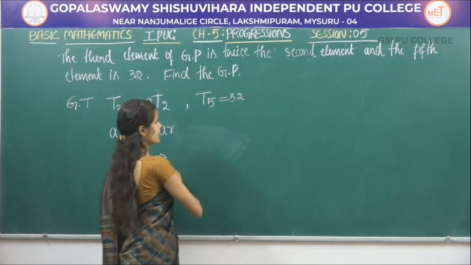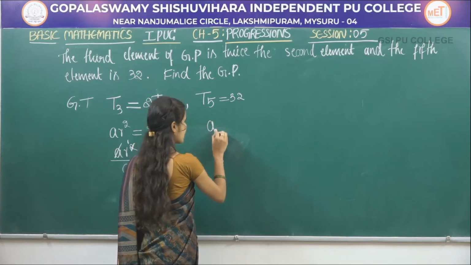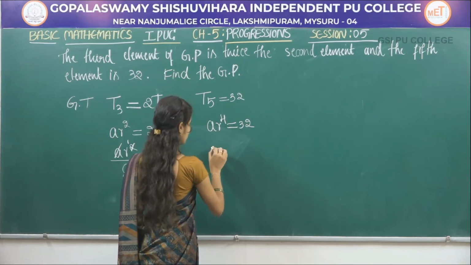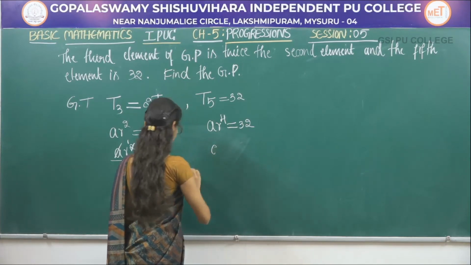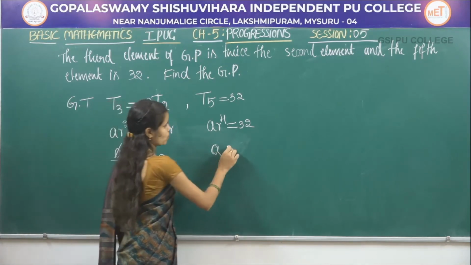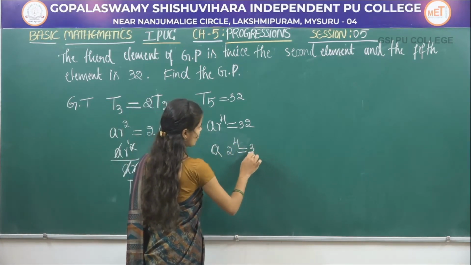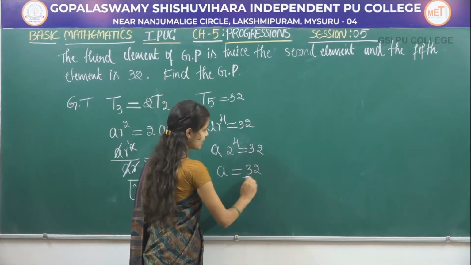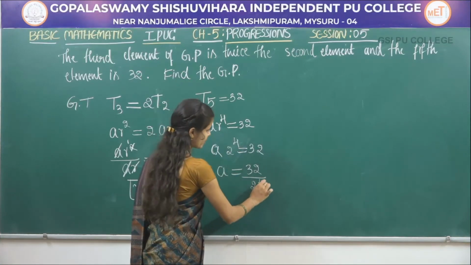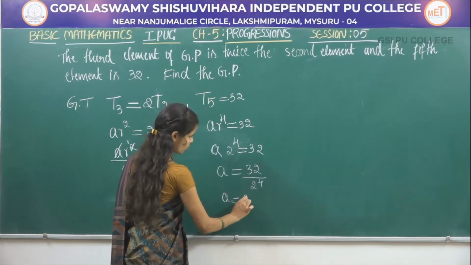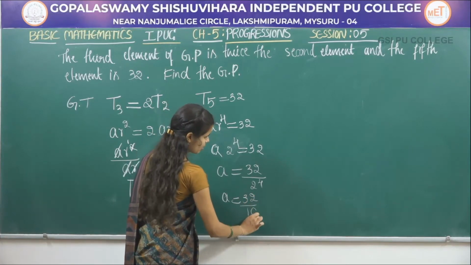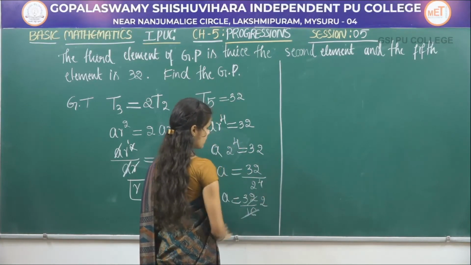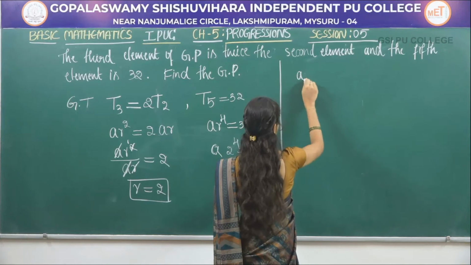So substitute here. First define T5. T5 means AR to the power of 5 minus 1, which is 4. AR to the power of 4 is equal to 32. Substitute R means 2. So A into 2 to the power of 4 is equal to 32. Therefore A is equal to 32 divided by 2 to the power of 4. 2 to the power of 4 means 16. Therefore A is equal to 32 divided by 16. So therefore A is equal to 2.